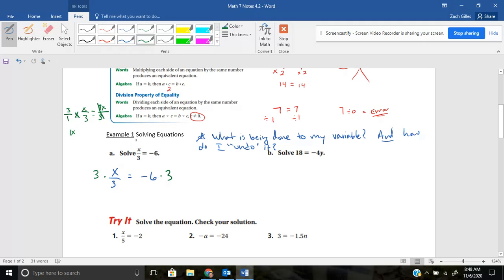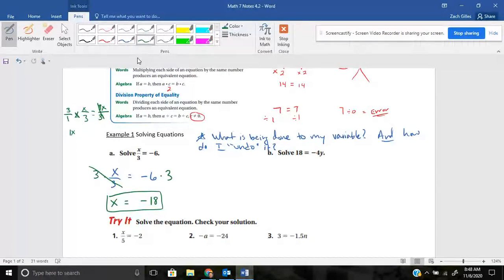And that's what I want. I'm trying to solve for my variable. How many of 1 do I have per x? So 3 times x over 3, well, that just cancels out and I'm left with x. Again, same reasoning here. Multiplying by 3 and dividing by 3 are opposites. They undo each other. Equals, now all I need to do is take negative 6 times 3. Negative 6 times 3, well, they have different signs, so it's going to be a negative answer. And 6 times 3 is 18.